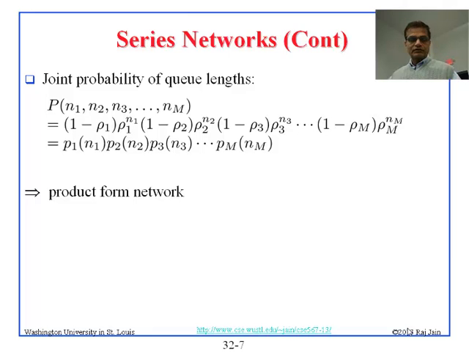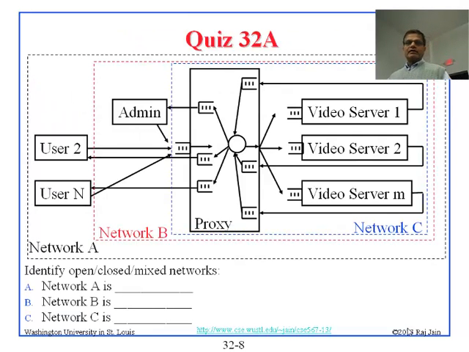They don't have the series network. So we are coming up to that one. Before I go to the series networks and more of the product form networks, here is a quick quiz for you to check out that you understand what we have done so far. So there is a system here in which I have drawn three different boxes, blue, red, and black. And I want you to find out whether the blue one, the network C, is open or closed, network B is open or closed, and network A is open or closed. So just write down your answer there quickly.